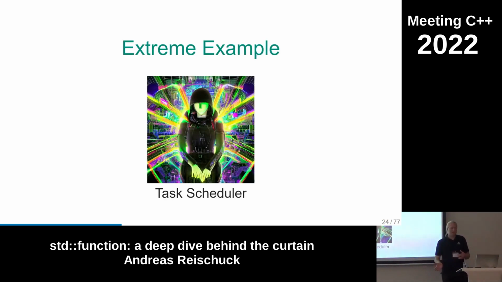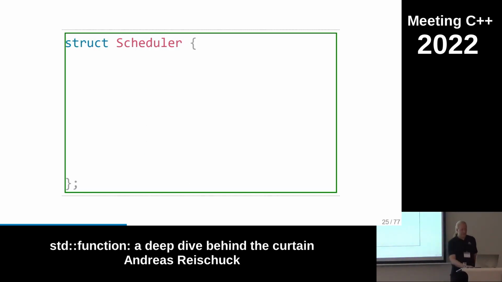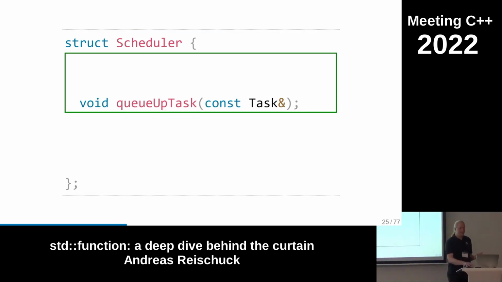And one extreme example is a task scheduler. Like in the morning keynote from Daniela, we have an async task scheduler somewhere in the background, and she scheduled various tasks like handling network connections and so on. So let's sketch that also. We have a generic scheduler, and the scheduler is supposed to schedule a task. I named it queue up a task, and then it's supposed to later run this task on some thread at some time when it's appropriate.